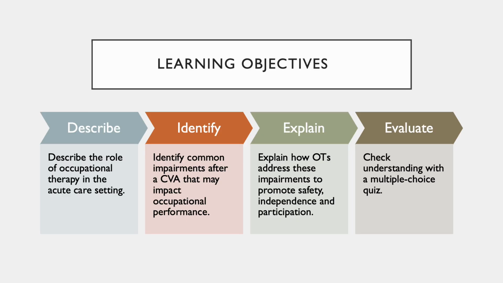Our learning objectives are to describe the role of occupational therapy in the acute care setting, identify common impairments after a CVA that may impact occupational performance, explain how OTs address these impairments to promote safety, independence, and participation, and check understanding with a multiple choice quiz.